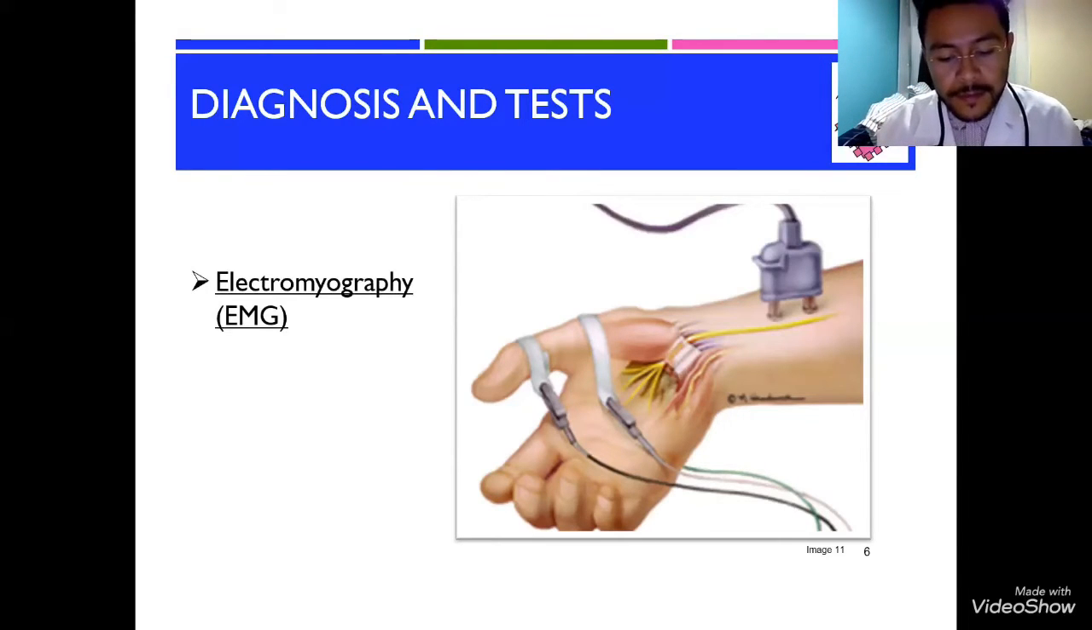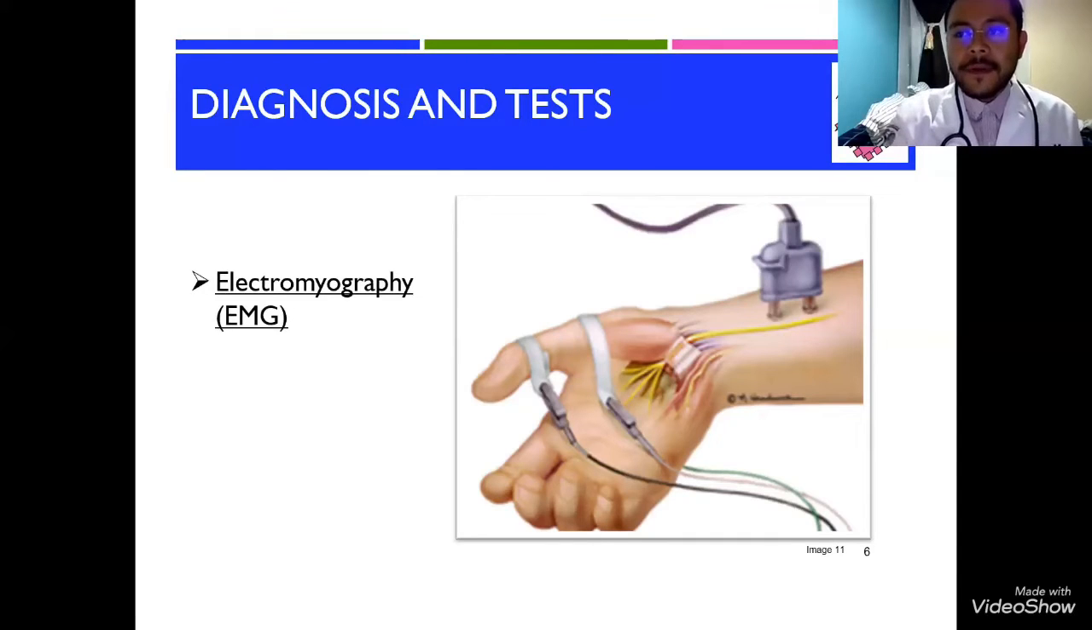Check the muscles around the base of the thumb. Look for atrophy in the muscles around the base of the thumb. In several cases, the muscles may become visibly smaller. Okay.